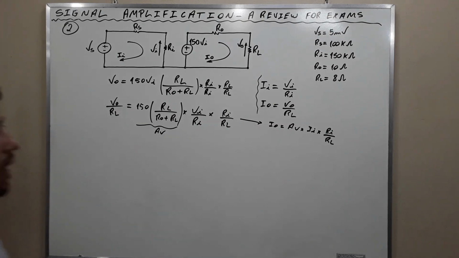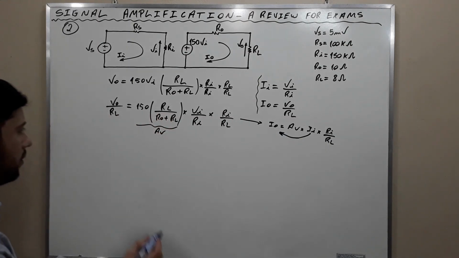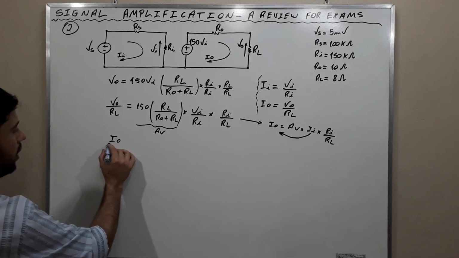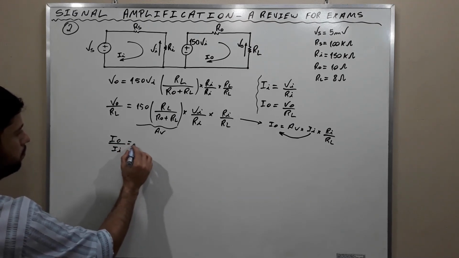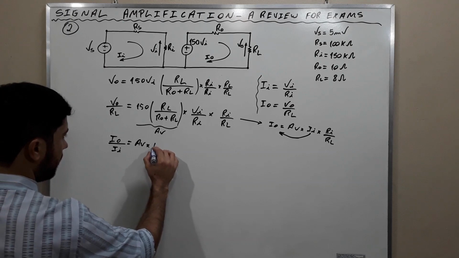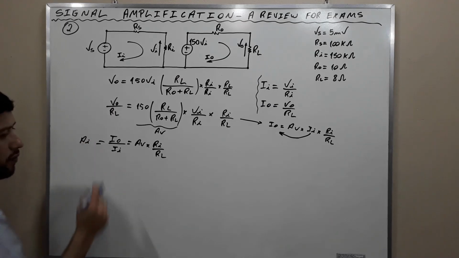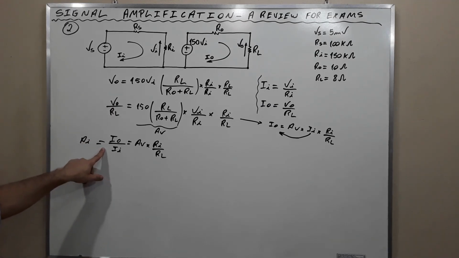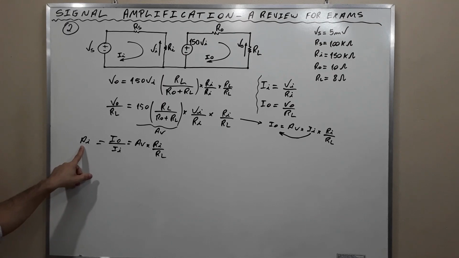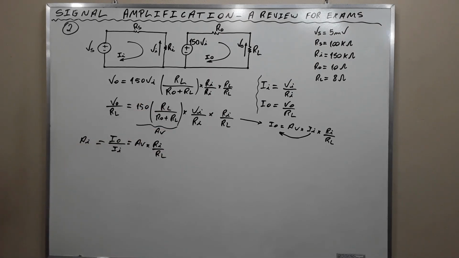Okay? Now I'm gonna pass this guy here dividing, and the expression is going to therefore be IO over II equal to AV times RI over RL. And this is the current gain. By definition, the division between the output current and the input current is the current gain. And we are expressing the current gain in terms of the voltage gain here. Okay? Using these manipulations.